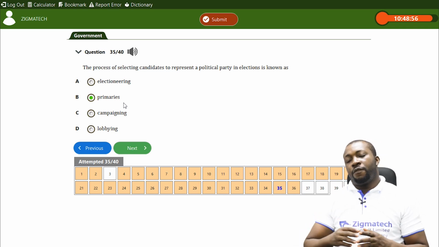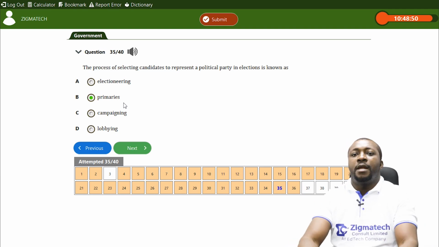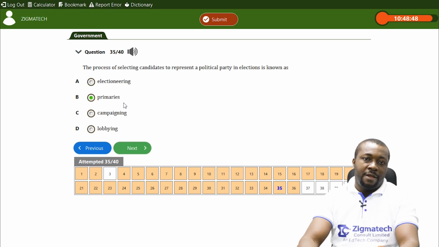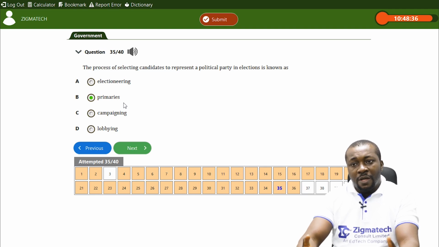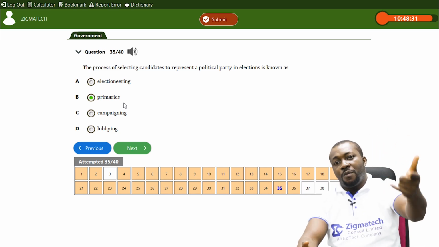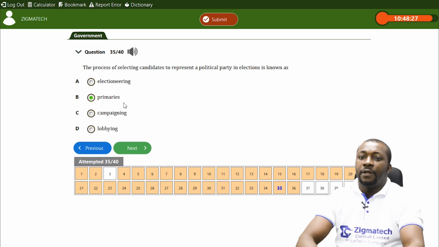So if election is coming up and party A wants to bring out a candidate for president, of course there are other people that will be interested. These people will go in for what we call primary election. From there, the person that will emerge will be called the candidate. Those that contested are called aspirants.